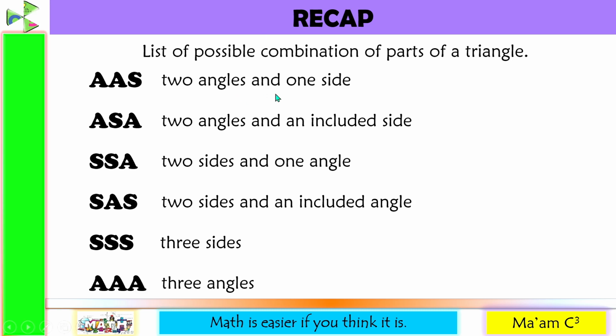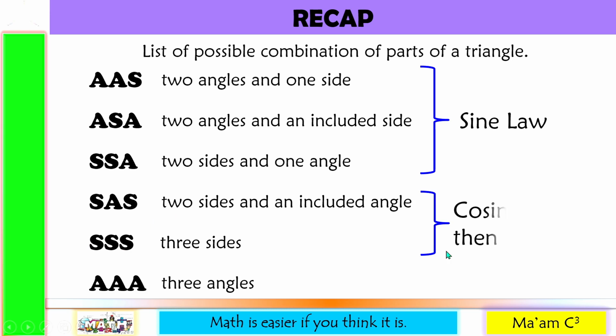We have two angles and one side, the AAS, two angles and an included side, angle side angle, two sides and one angle, the SSA. These three can be solved using sine law. Next one, we have two sides and an included angle, side angle side, and three sides, SSS. These two can be solved using cosine law and then sine law.